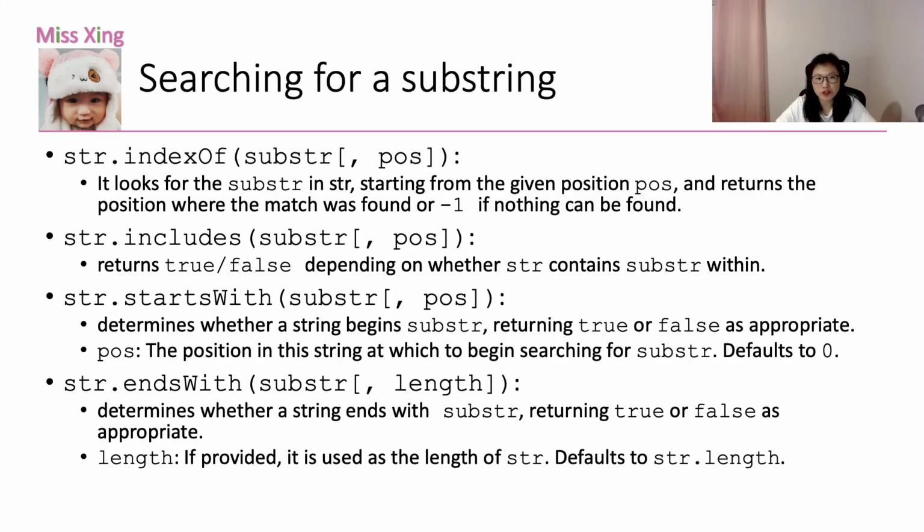Suppose we want to search for a string. You have indexOf, includes, startsWith, and endsWith. Includes is like, as I mentioned, contains in Java, okay? But the return types of some of them are different. So indexOf, if it finds the string, will give you the position, otherwise it will give you -1. Includes will give you true or false, depending on whether it can find it or not. And startsWith will also return true or false, and endsWith also returns true or false.